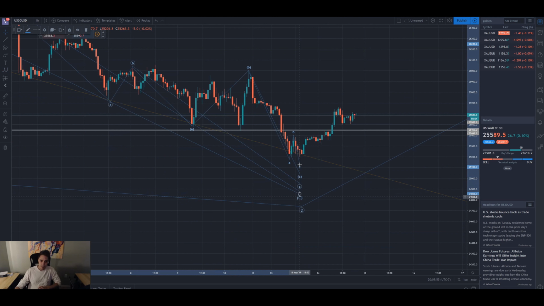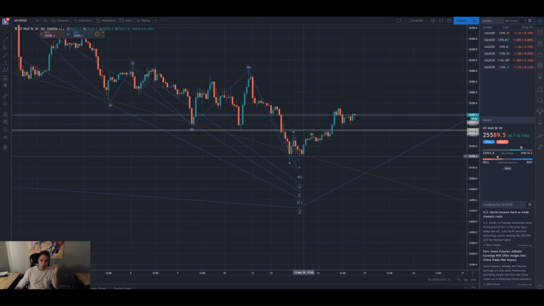And since this last C wave here, we have now already seen price move up and break the B on its first initial upward movement, and has even gone up higher after that as well.